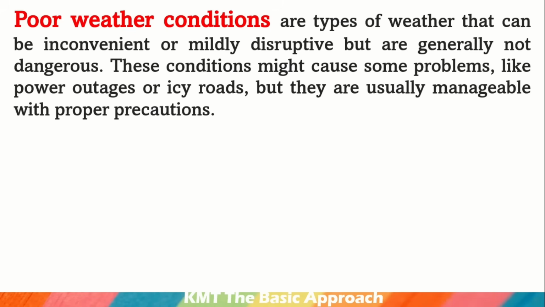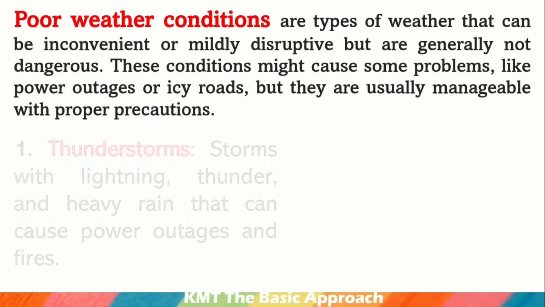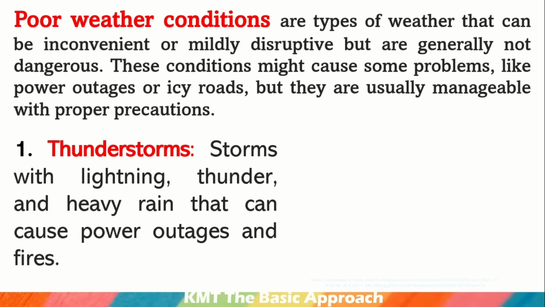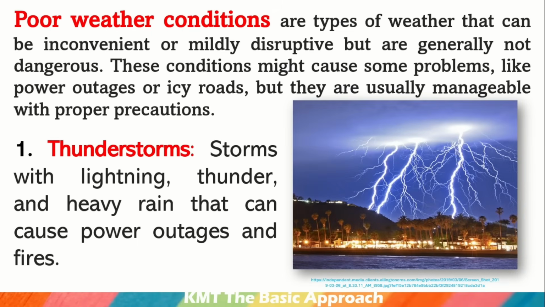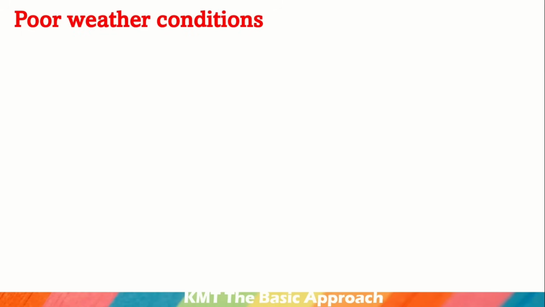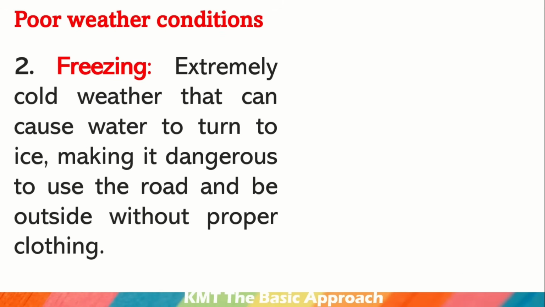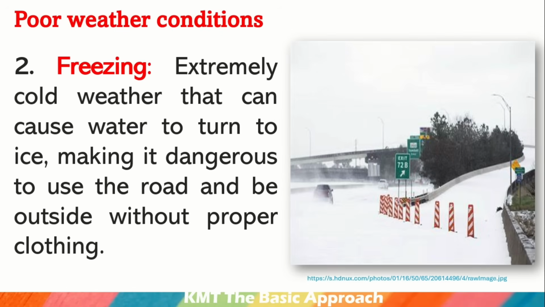Some examples of poor weather conditions are: Number 1. Thunderstorms. Storms with lightning, thunder, and heavy rain that can cause power outage and fires. Number 2. Freezing. Extremely cold weather that can cause water to turn to ice, making it dangerous to use the road and be outside without proper clothing.